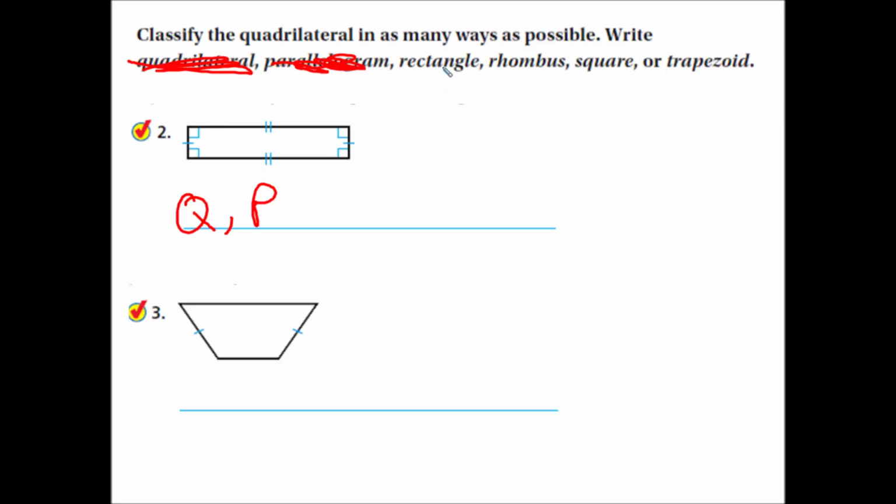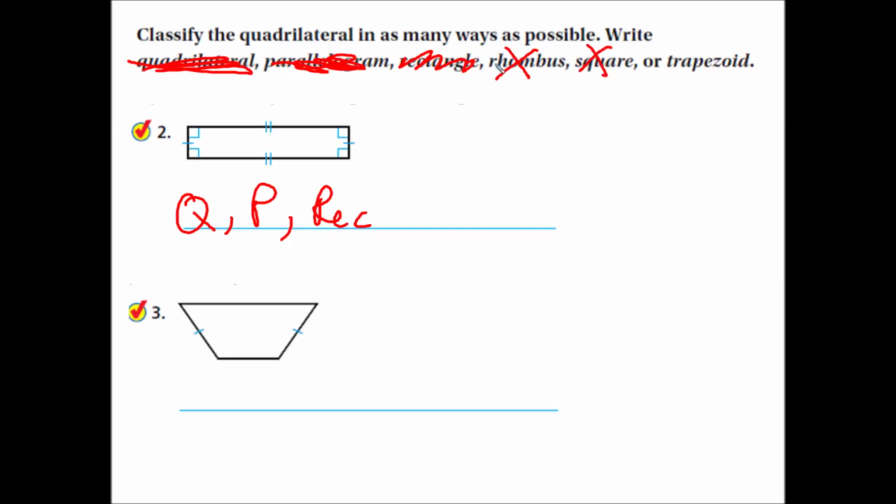Now, is it a rectangle? Well, it's a quadrilateral with four right angles, so I'm going to say yes, rectangle. Now, is it a rhombus? A rhombus has four equal sides, and I don't see that here because this side's different than this side, so it is not a rhombus. Is it a square? Once again, the opposite sides are equal, but all four sides are not equal. They're not congruent, so this is not a square.